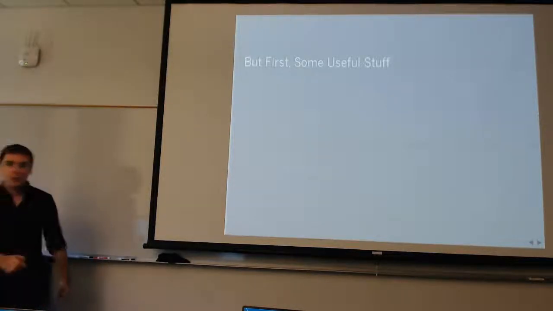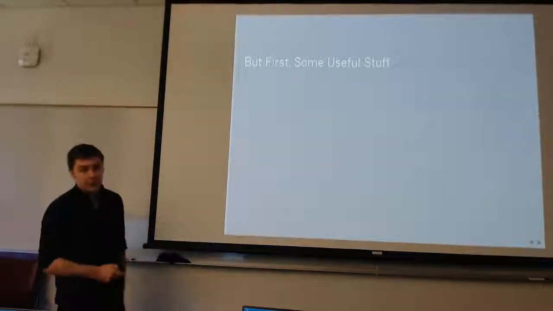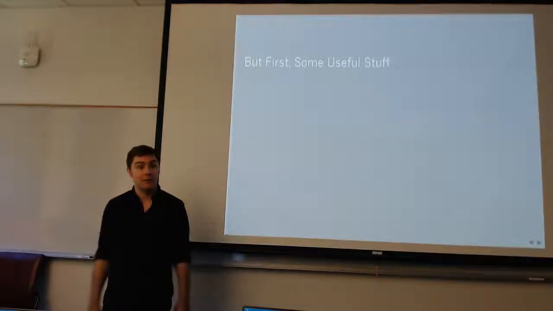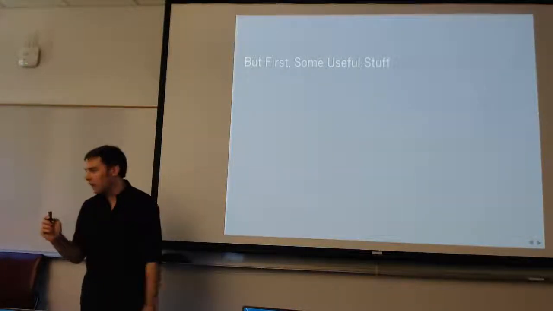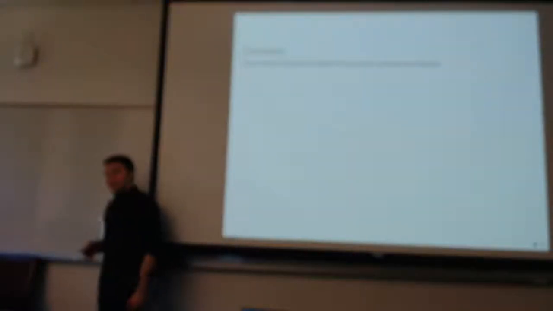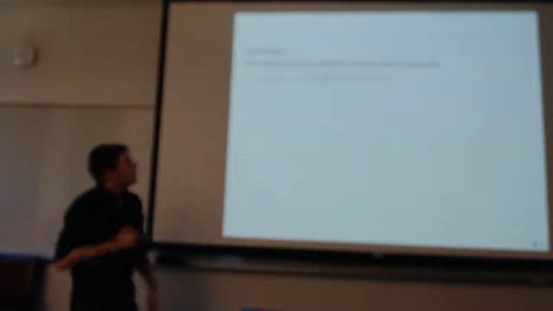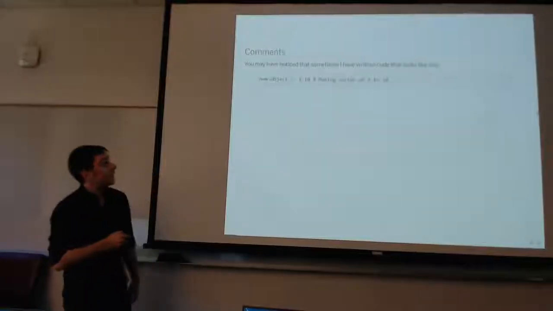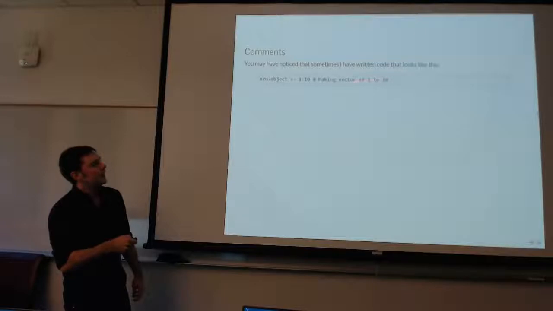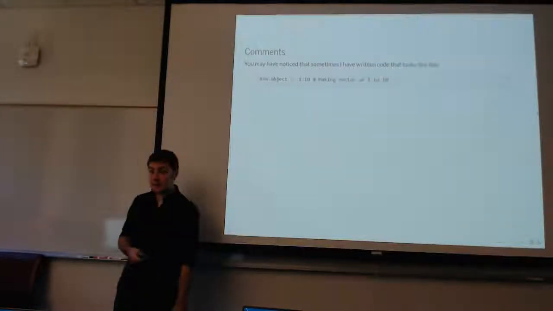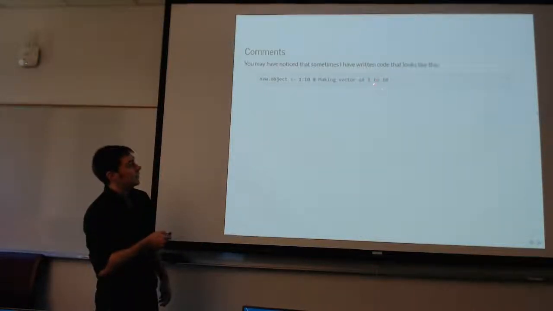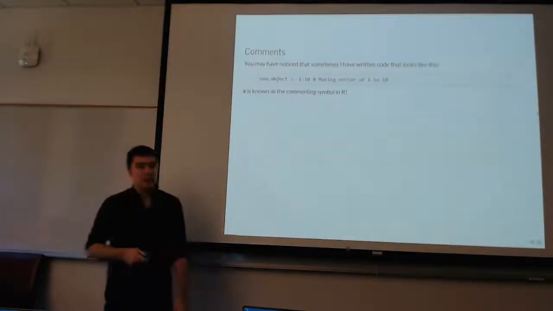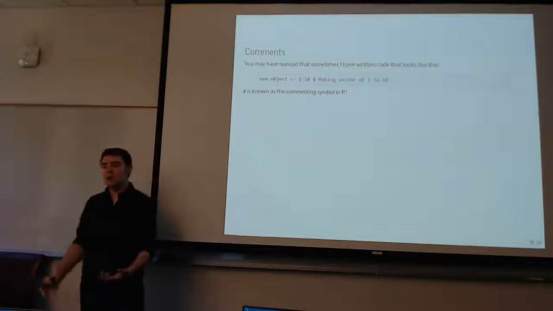Okay, before we get to that though, I want to go over a few useful things that we're going to want to know and are probably things people are wondering about in the back of their minds, or don't even realize they're wondering about. One thing people may have seen is that sometimes I'm writing code and it looks something like this. I say something like, new object assigned 1 to 10, and then I have some text over here explaining it. I'm just saying what I'm doing here is making a vector of the numbers 1 to 10. Well, this hashtag, or pound sign, is the commenting symbol in R.